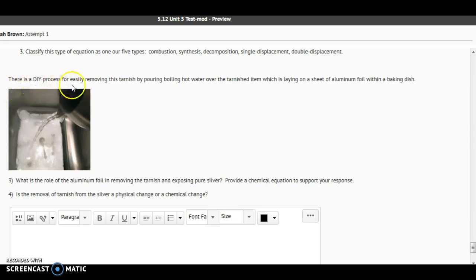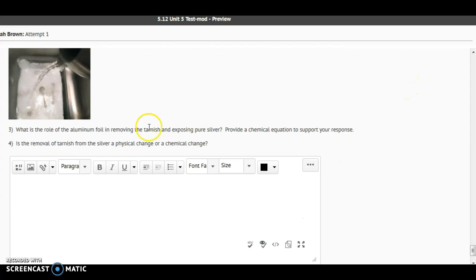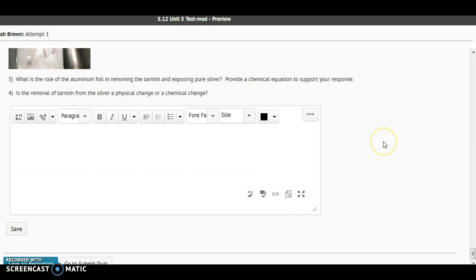There is a do-it-yourself process for easily removing this tarnish by pouring boiling hot water over the tarnished item, which is laying on a sheet of aluminum foil within a baking dish. What is the role of the aluminum foil in removing the tarnish and exposing pure silver? Provide a chemical equation to support your response. And is the removal of tarnish from the silver a physical change or a chemical change?